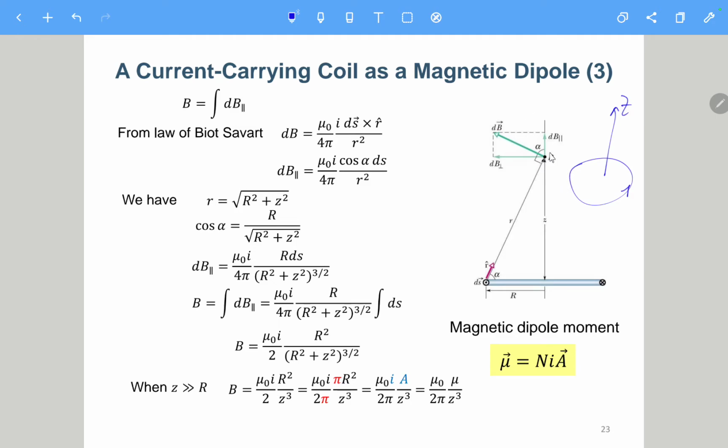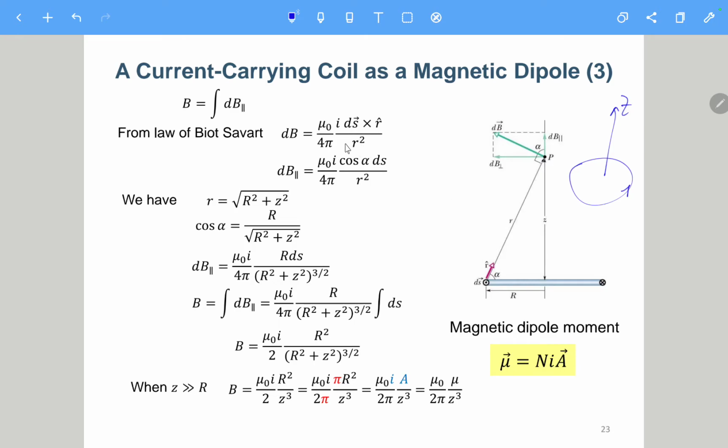Okay, so we try to determine the B field at point P. So we have B equals the integration of dB parallel. Let's see what it means. For this dS, this is P. So r is this one, from dS to P, and this is r hat, the unit vector in this direction. dS is pointing out of the page, following the direction of the current. If you still remember the Biot-Savart law, dB equals this constant multiplied by I, the current, and then dS cross r hat over r squared.